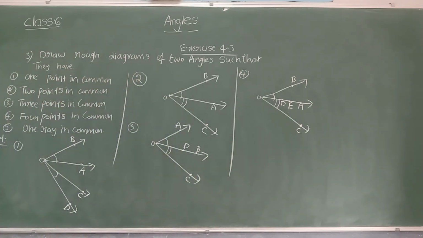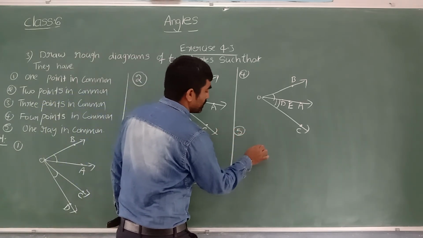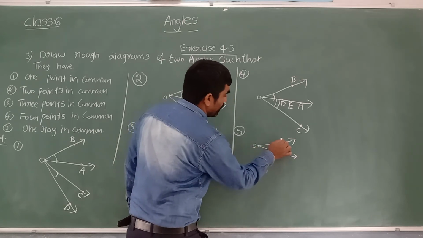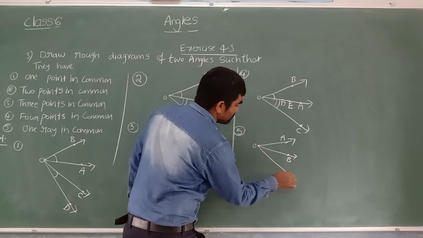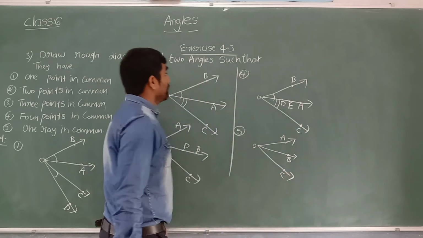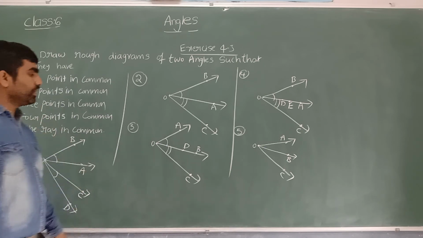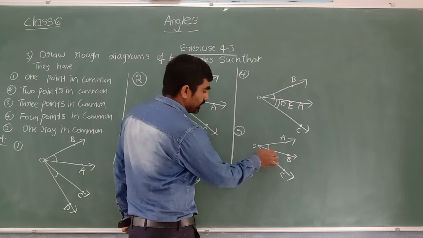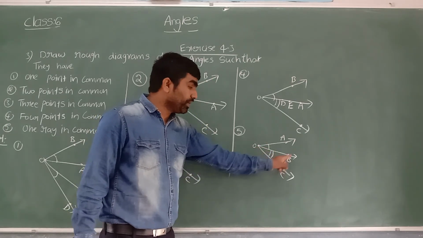Next, the last one, beta. One ray in common. We should draw two angles. Make sure that one ray must be common. Yes. Let me draw ray OA and ray OB. One more is ray OC. They are asking to draw two angles. Make sure that one ray must be common. Yes. One angle is angle AOB. The other angle is angle BOC. In both the angles we can see OB is common.